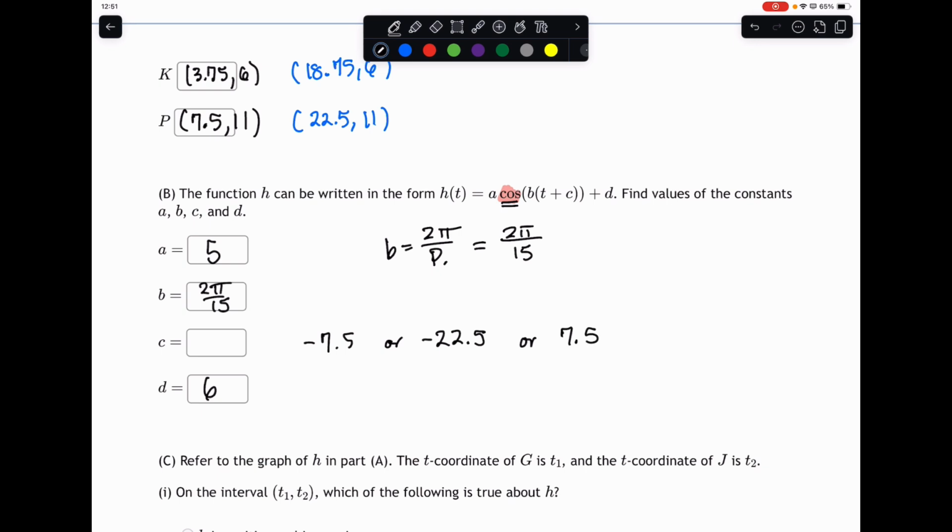So either of these three numbers for the letter C will mark this question correct. And that would earn you the second point. As long as you have this and this correct, that would earn you the second point for question B.